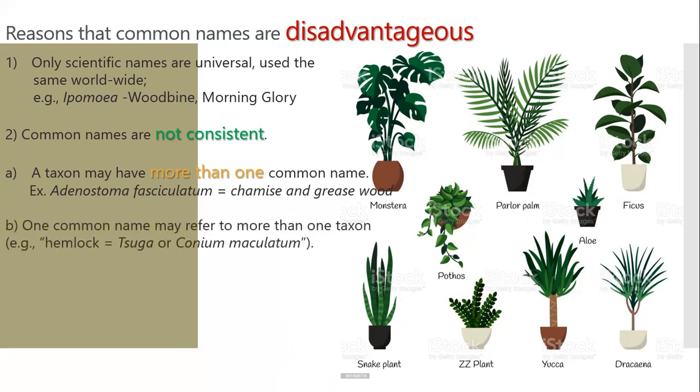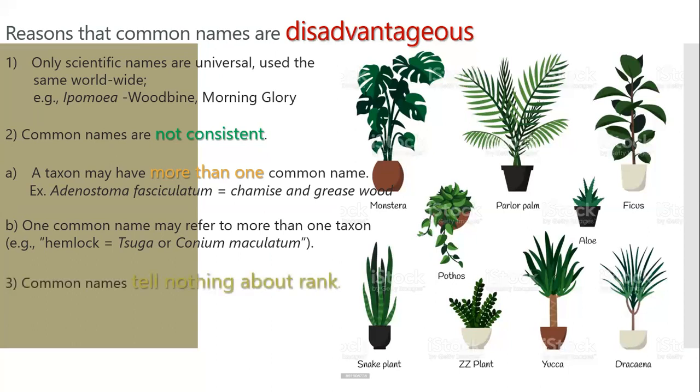And the other one: a common name may refer to more than one taxon. For example, hemlock refers to Tsuga, a coniferous tree of Pinaceae, or Conium maculatum, an herb of Apiaceae.